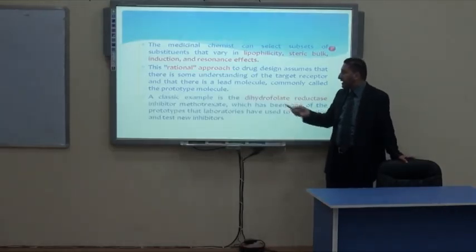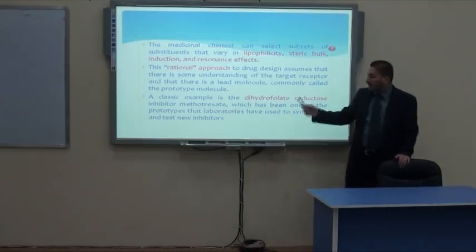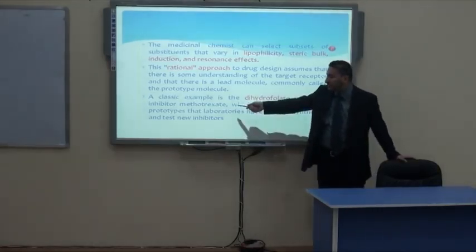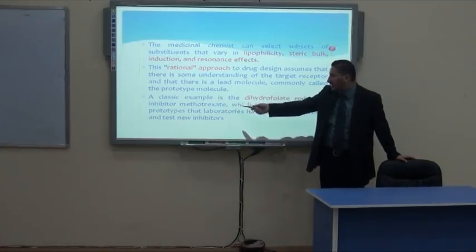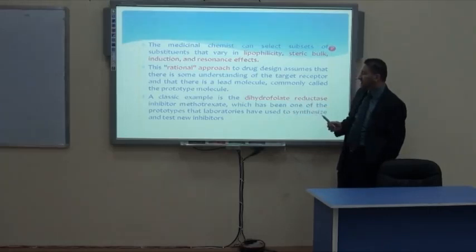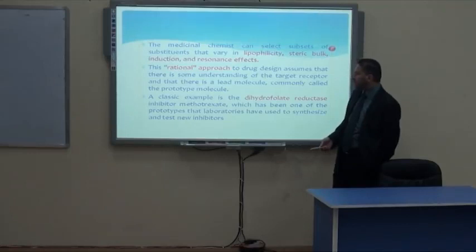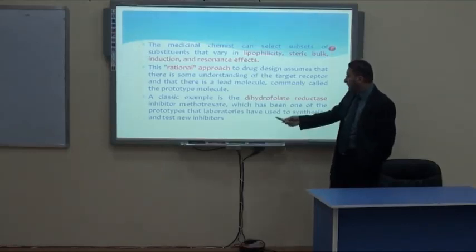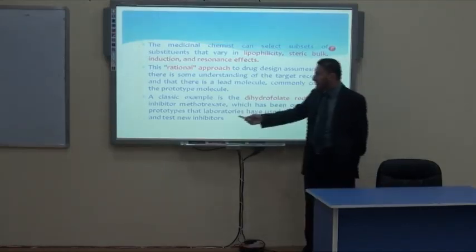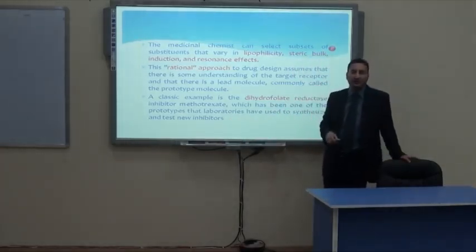Another example is dihydrofolate reductase inhibitor. The prototype is methotrexate. Methotrexate is well known as a lead compound for dihydrofolate reductase. This compound, as a prototype, has been used to synthesize and test new inhibitors, as a model for the synthesis of a new compound with better activity. Any question?